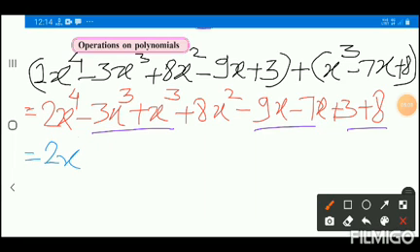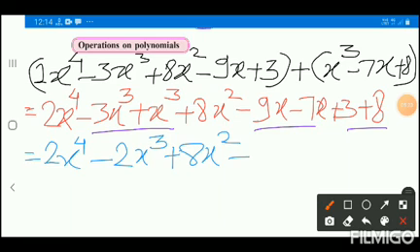Now I will write the answer. 2x raised to 4 will remain as it is. The minus sign will be there because the coefficient here is 1: 3 minus 1 is 2x cube. Plus 8x square, that is a single term, so as it is. Now the sign will be minus only, and you have to add 9 plus 7, which gives 16x, plus 8 plus 3, which is equal to 11. Now there is no like term left, so this will remain as it is.